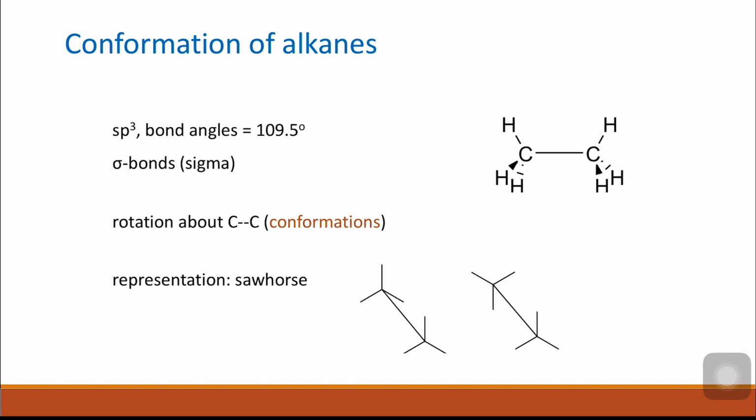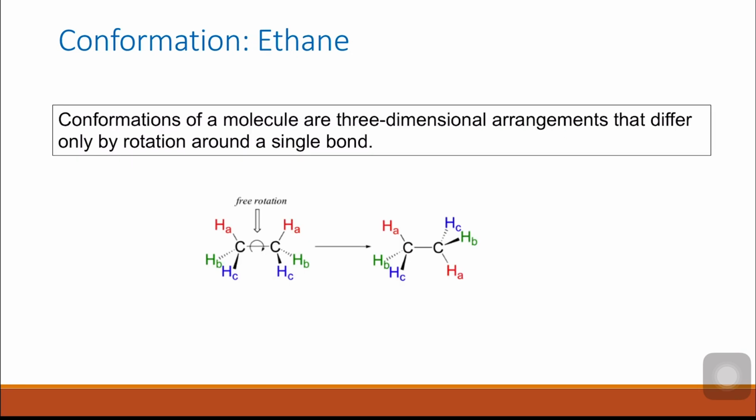But there is also the possibility of rotation between these two carbon atoms. The bond between the two carbon atoms has free rotation, and the free rotation will generate what is called conformation. These are the different spatial arrangements of the atoms in space. So conformations of a molecule are the three-dimensional arrangements that differ only by rotation around a single bond.